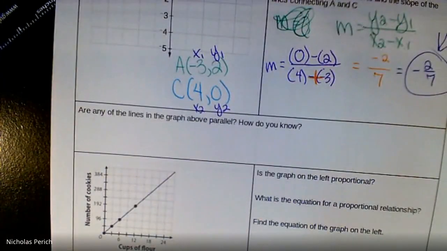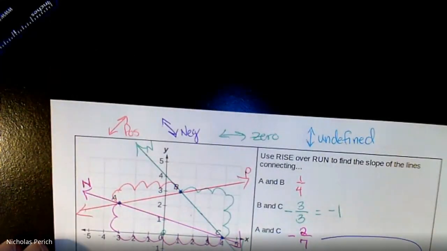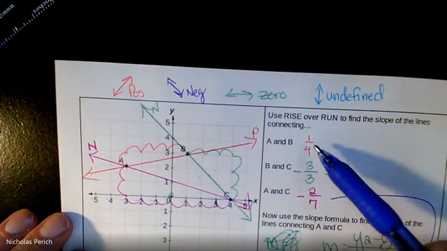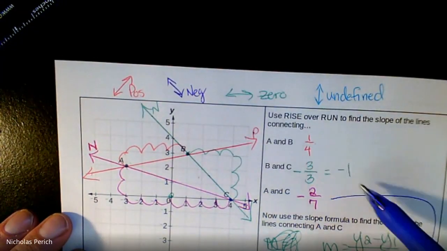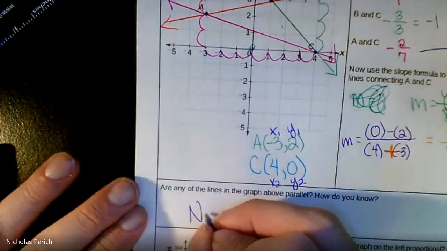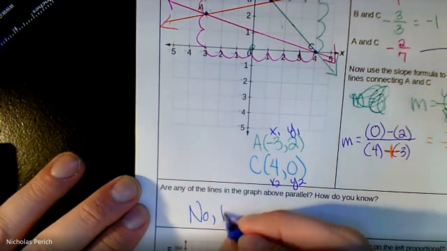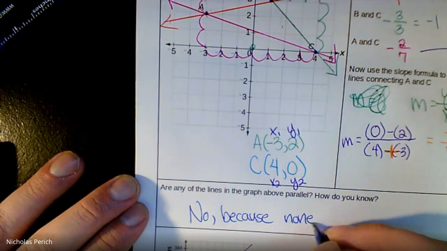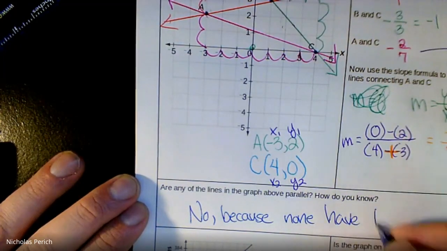Are any of the lines in the graph above parallel? Well, parallel means they have the same slope. Parallel lines have the same slope. This slope is 1 over 4. This slope is negative 1. And this slope is negative 2 over 7. So are any of these parallel? No. Why? Because none have the same slope.